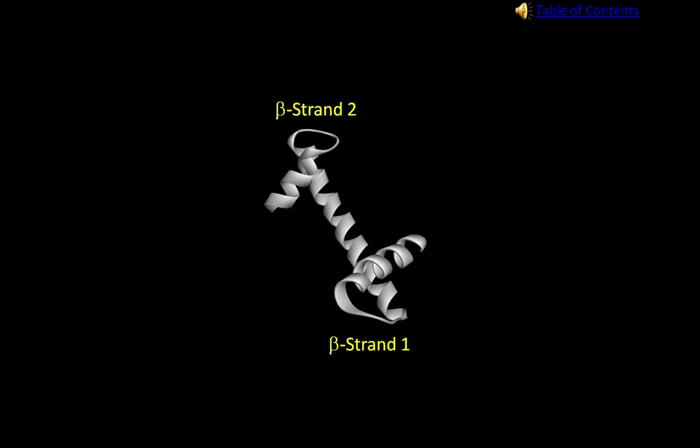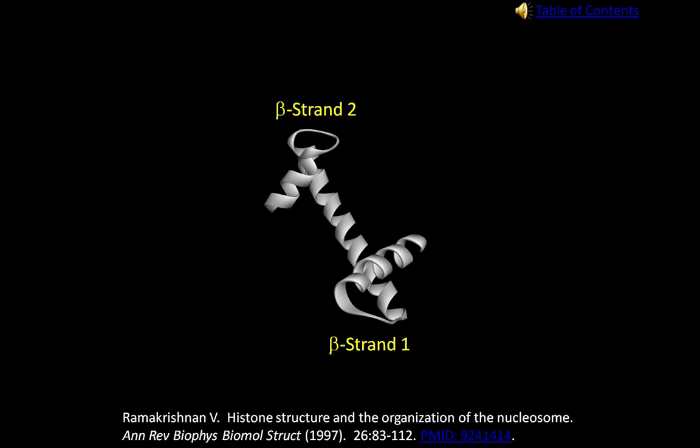By the way, most of my terminology follows that of Ramakrishnan, whose excellent review was my own first introduction to histone science, wherefore I must now give the reference. His review is entitled Histone Structure and the Organization of the Nucleosome. This is a 1997 article, but, as we've pointed out earlier, with respect to the structural aspects of histone history, 1997 is still fairly current.